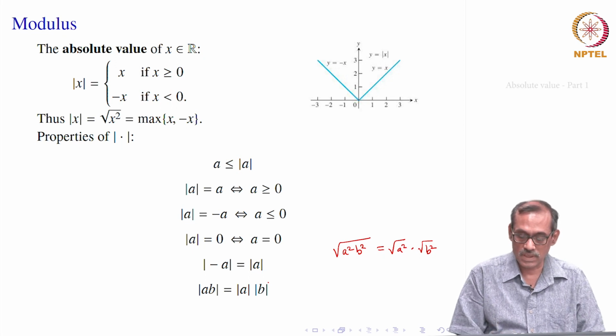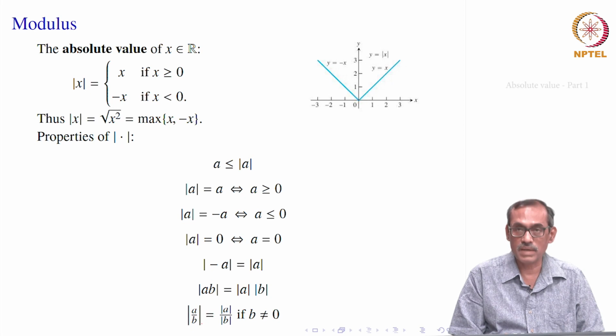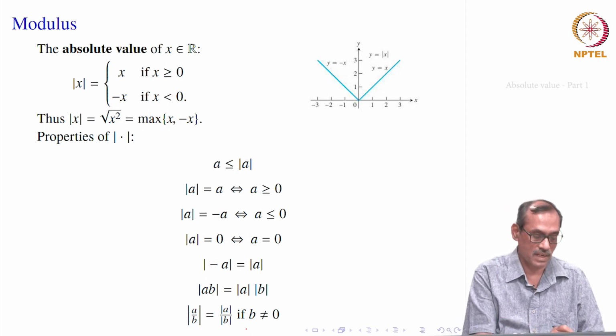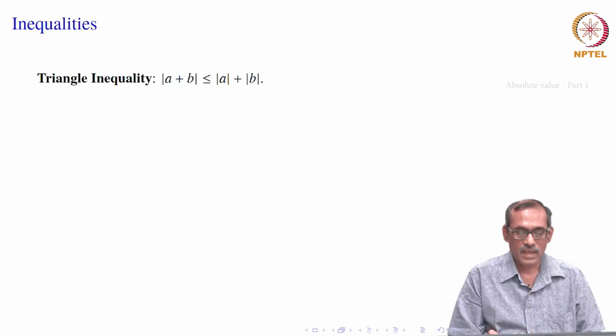And if it happens for this multiplication, instead of B, had I taken 1 by B, where B is non-zero, then I would reach at this mod of A by B equal to mod A divided by mod B if B is non-zero. So, these are very easy properties, but they are important and they will be used most often without telling that these properties hold, they will be used implicitly. So, that means we should be getting very familiar with them.